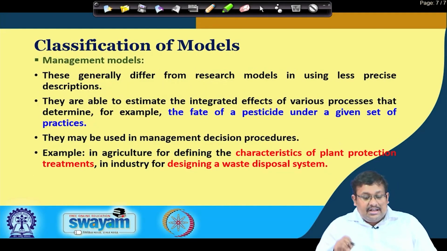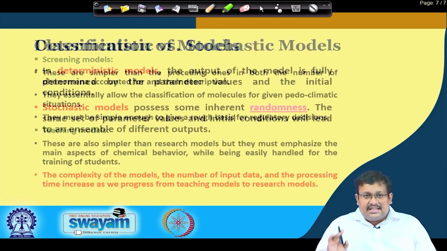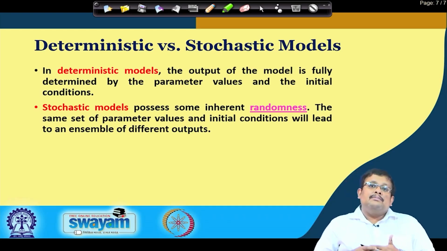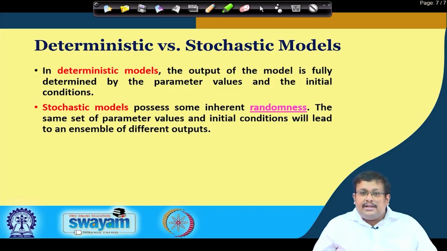So, we have completed these four different types of models, or in other words, we have completed the classification of the model. Now, let us see some important model descriptions. Frequently, you will come across two terms. One is deterministic model, and another is stochastic model.